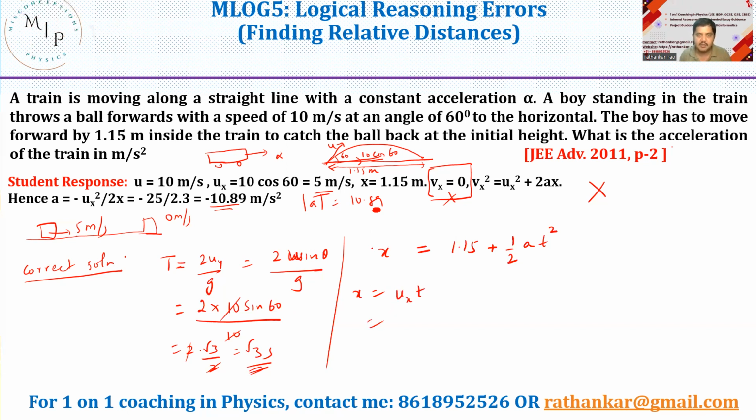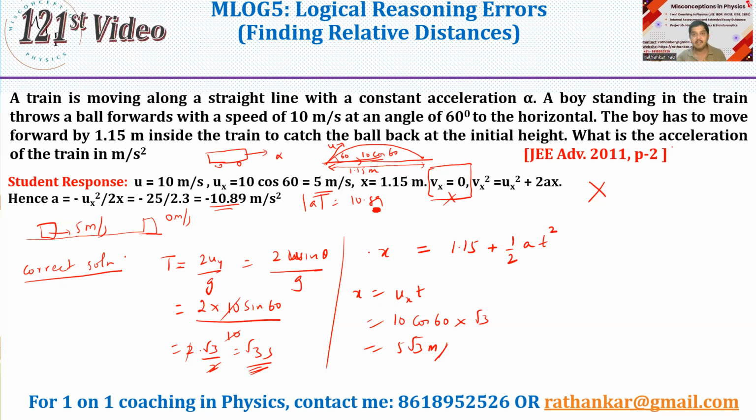What is ux? ux is nothing but 10 cos 60 multiplied by time. What is time? Root 3. So thus you get this as 10 into cos 60, which is 5, so this should be 5 root 3 meters. So the ball has moved by a distance of 5 root 3 meters. In addition to it, to catch it, you have been moving. You moved by a distance of 1.15 meters.